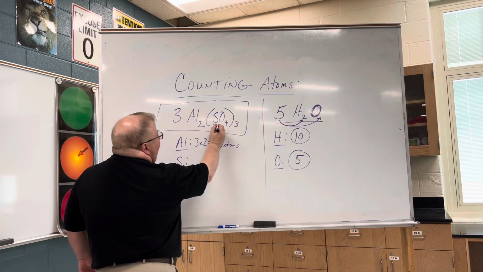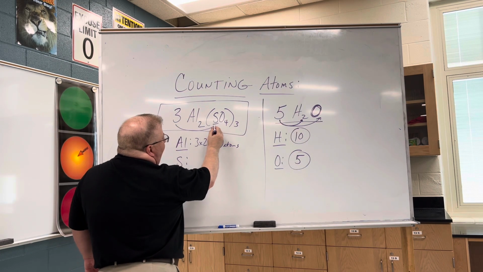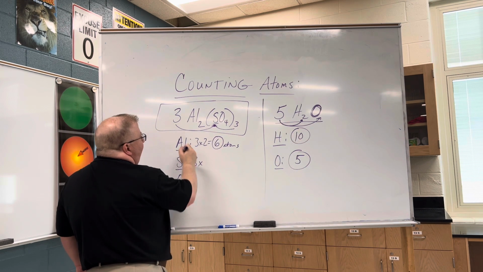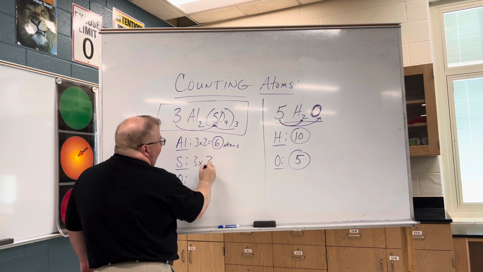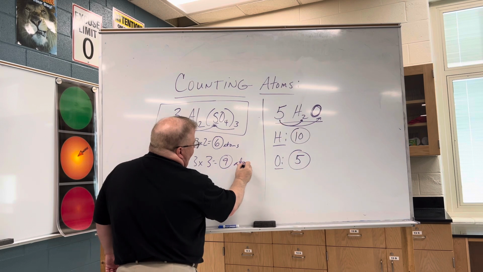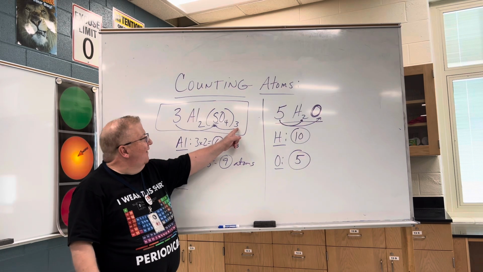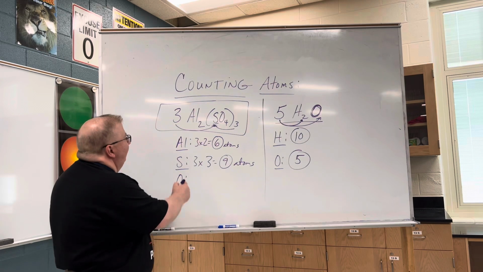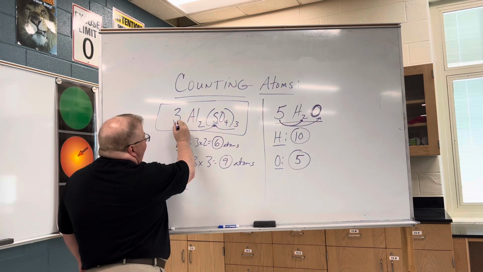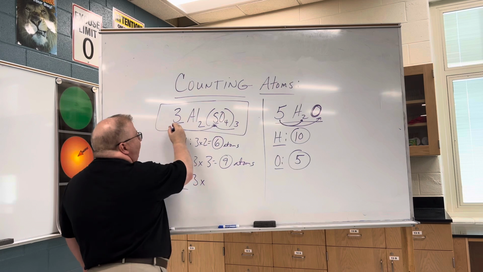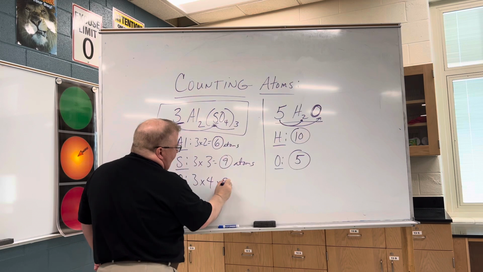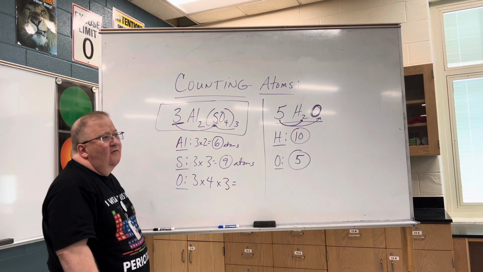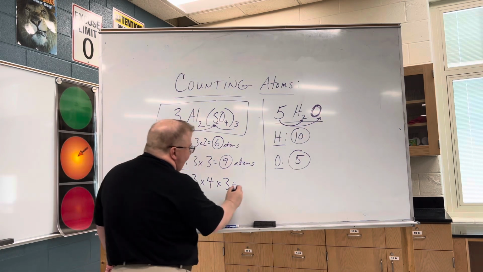What about the sulfur? I have 3 times 3. So 3 molecules, and you've got to distribute that 3. So 3 times 3 is 9 atoms. Just remember, anything on the outside goes to both of those elements. And then to get how many oxygens, I have to use the 3 coefficient. Don't forget the coefficient. 3 times 4 times 3. 3 times 4 is 12, times 3 would be 36.